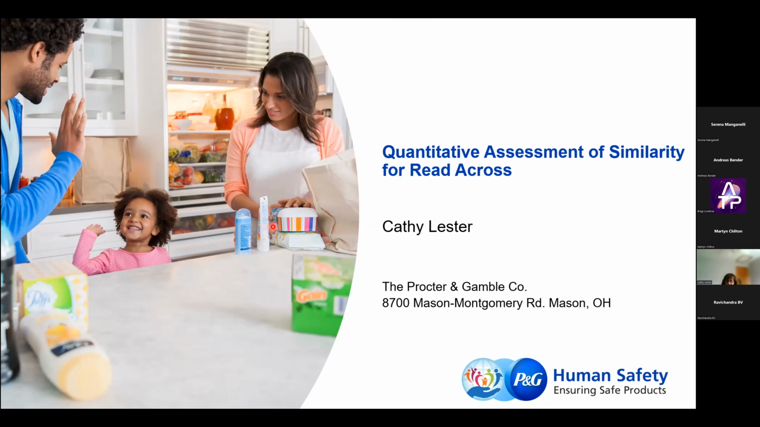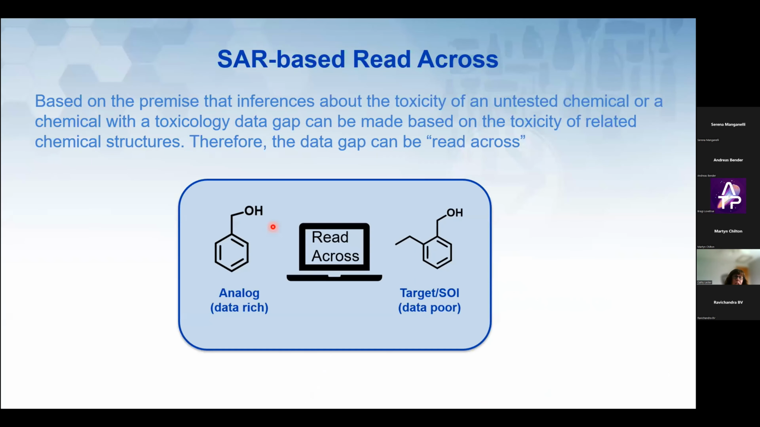Okay, good afternoon, everybody. I'm Kathy Lester. I'm a group scientist at the Procter & Gamble company, and today I'm going to tell you about our research in read-across and mainly quantitative assessment of similarity for read-across. And we all know that read-across is where data for a data-rich analog is read across to cover a data gap in a data-poor target or structure of interest. And read-across is based on the premise that we can infer the toxicity of a compound based on the toxicity of a related compound.